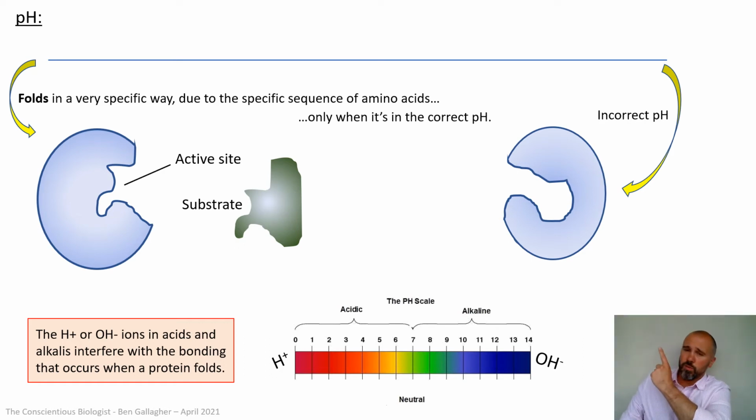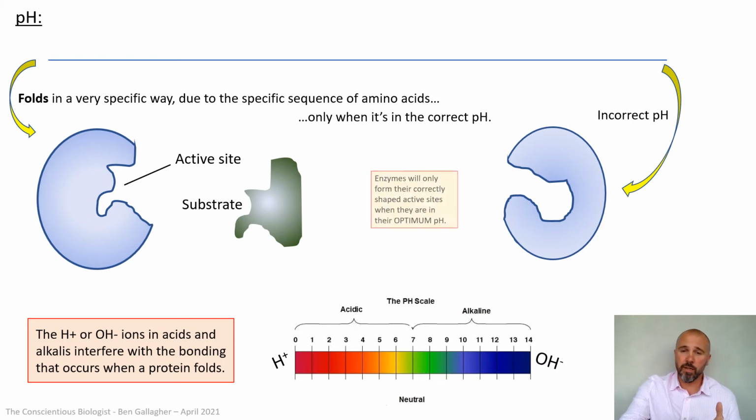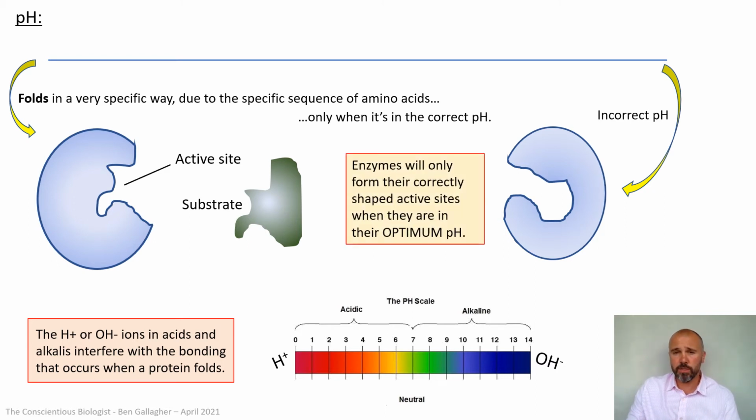You can see that this one is very different to that one over there, even though it's from the same polypeptide, but it folded into a different shape because the positive H+ and OH- messed about with the attractions that could form in the folding. In other words, enzymes will only form their correctly shaped active sites when they're in their optimum pH. There is also an optimum pH as well as an optimum temperature. Hopefully that's quite straightforward. Take a screenshot of this.